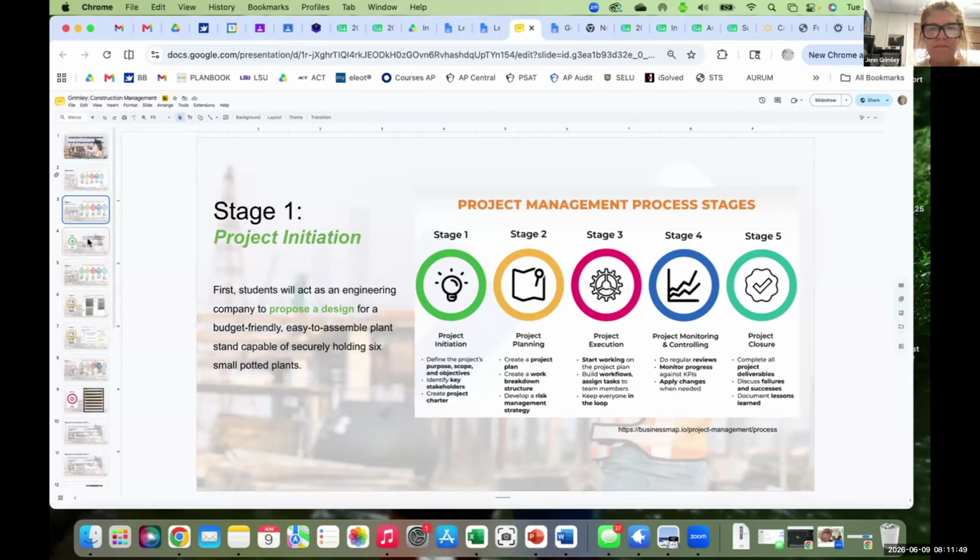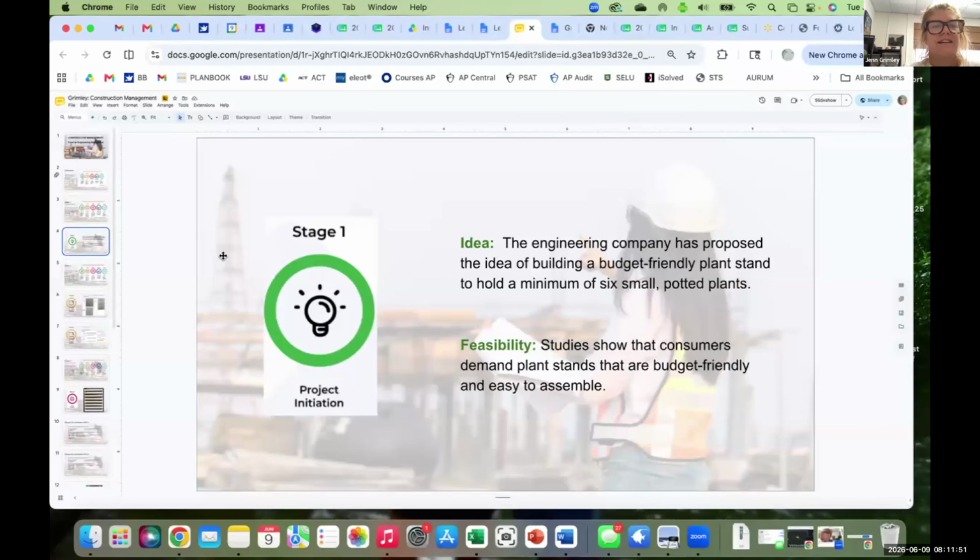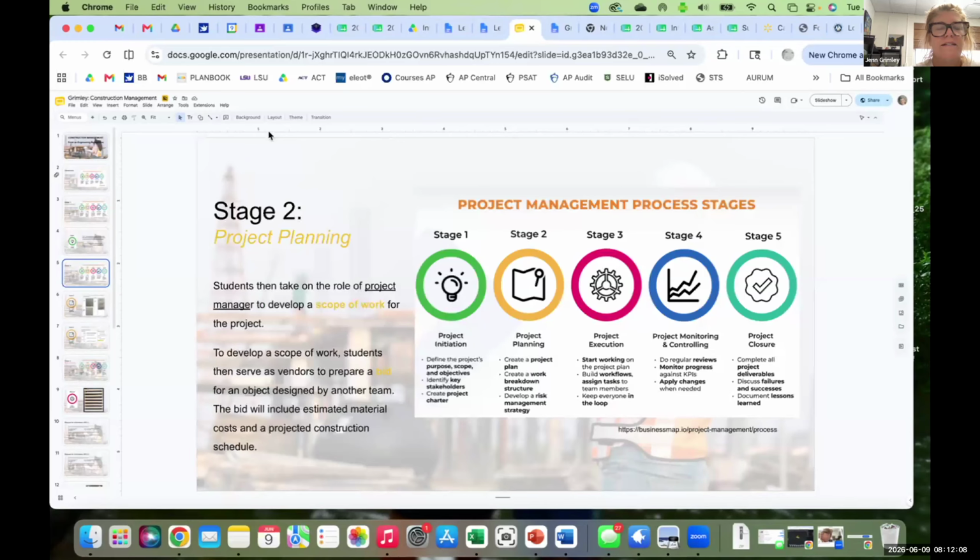So, the idea, stage one, was that they proposed that idea, and then they did a feasibility study to show that consumers wanted it, that they needed a plant stand that was budget friendly and easy to assemble. So that was good to go. And then stage two was the planning.